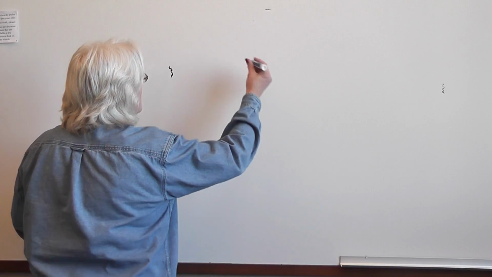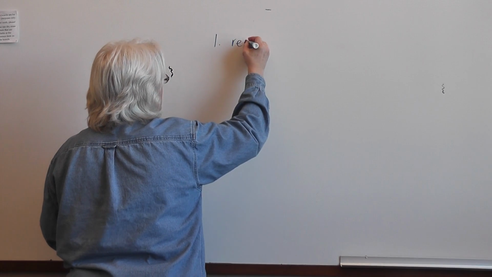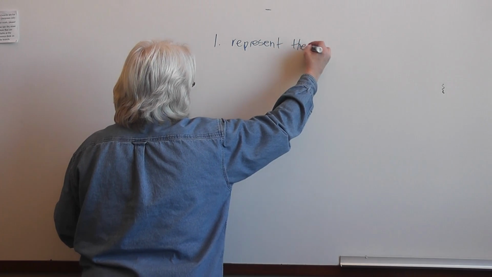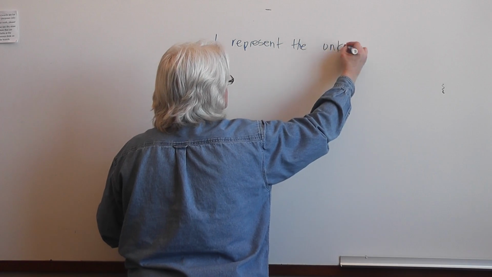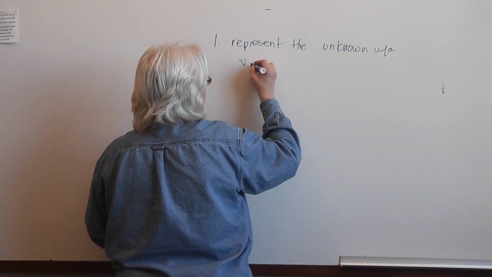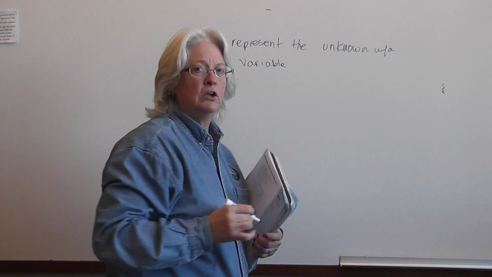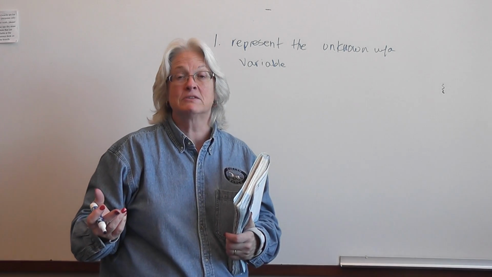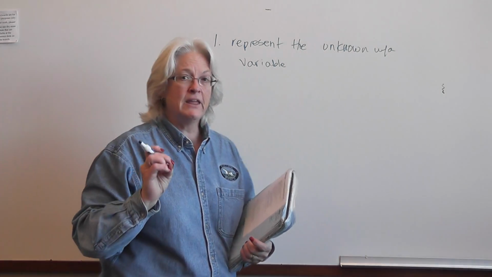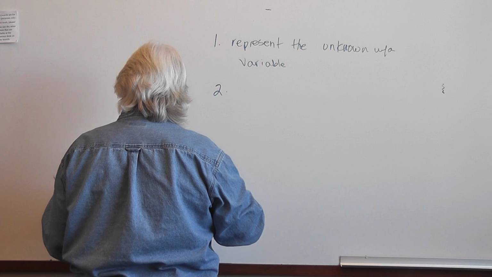Well, a little bit more specific information here. First, you're going to represent the unknown with a variable. If they're asking you for the speed of the car, you might say, let x equal the speed of the car. And then they might give you other conditions, other situations, and I'm going to copy this exactly.